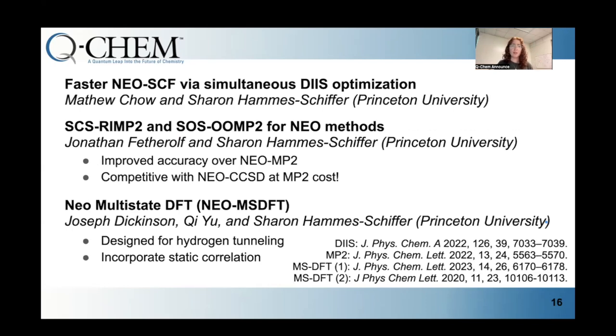So we also have, like I said, they've been working on a lot of new features recently. We have faster NEO-SCF with the simultaneous DIIS optimization from Matthew Chow and Sharon Hammes-Schiffer. The SCS-RI-MP2 and SOS orbital-optimized MP2 for NEO methods from Jonathan Fetherolf, also out of that same group, which provides improved accuracy over NEO-MP2 at a competitive cost, competitive accuracy with NEO-CCSD at MP2 cost. Then we also have NEO multi-state DFT if you want to incorporate some sort of static correlation into your modeling of the system.